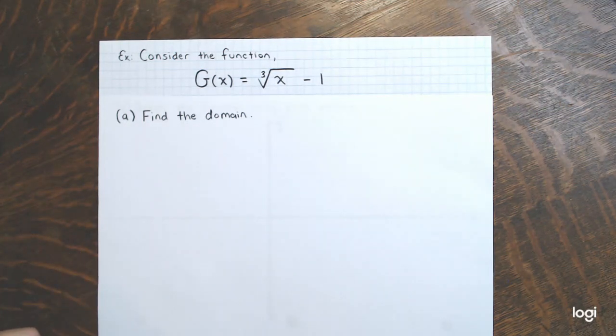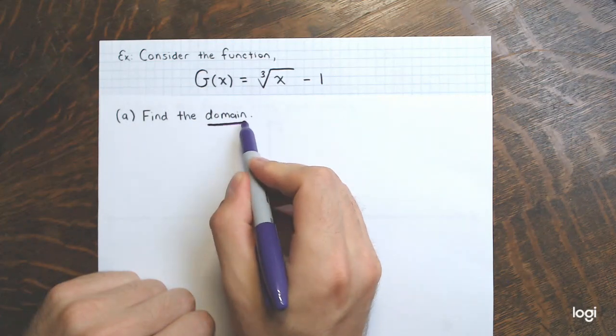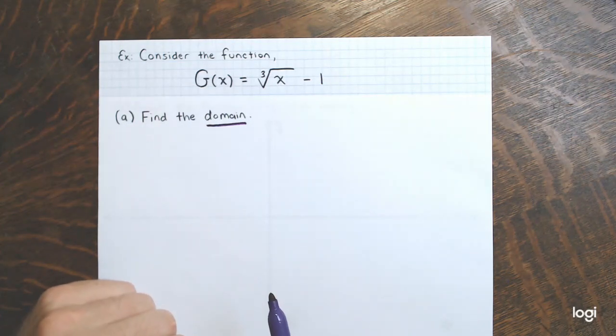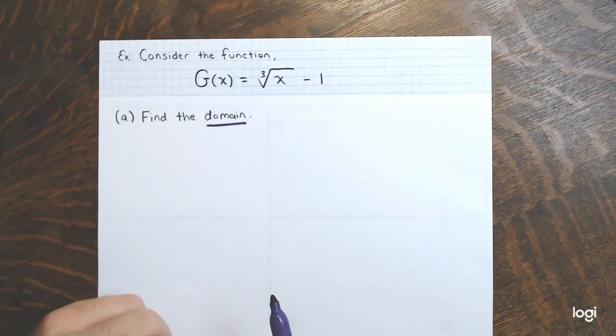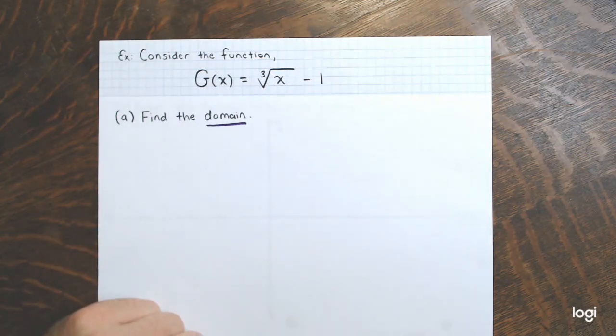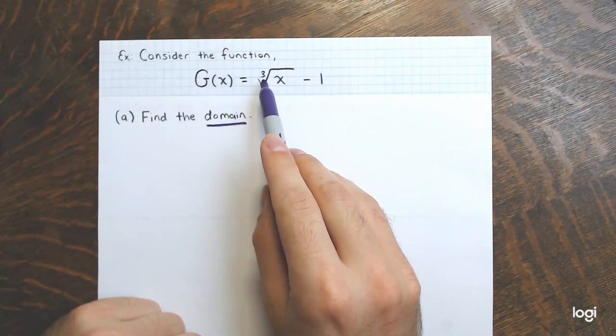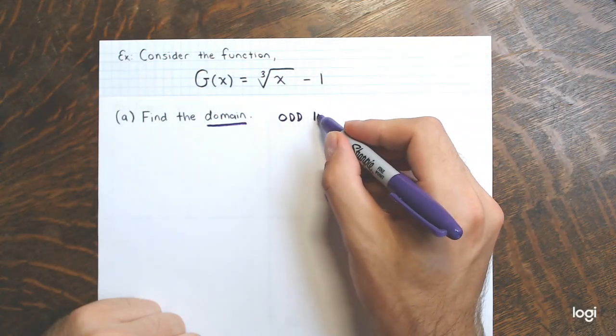Alright, so in part A of this example, I'm asked to find the domain of the function. So this is the set of all possible inputs, all the real numbers I can plug in for x, my input variable, and get a real number output. Well, I've talked about finding the domain of radicals in a previous video. We really have to pay attention to the index. This is an odd root. This has an odd index.